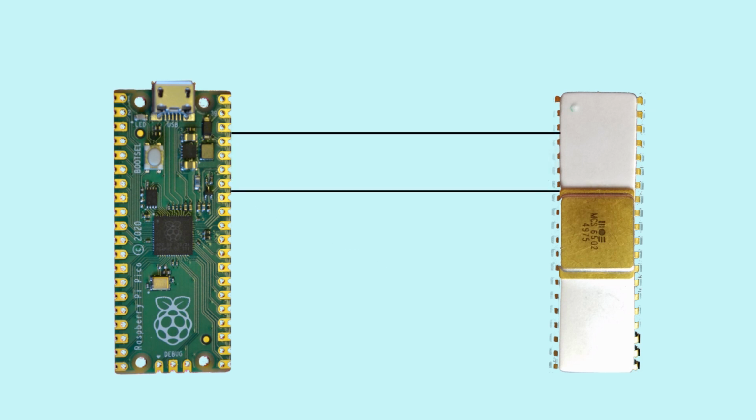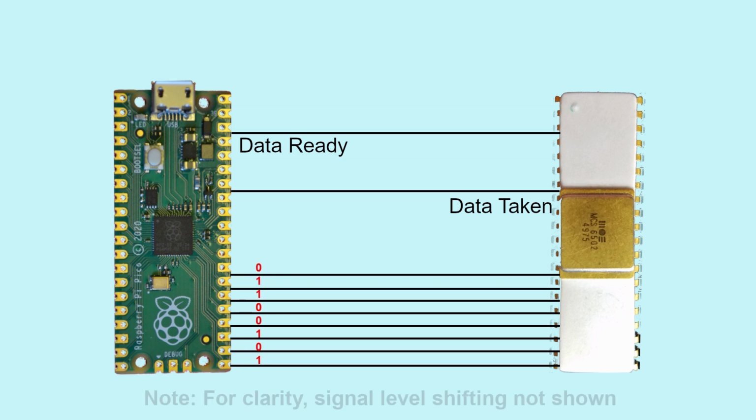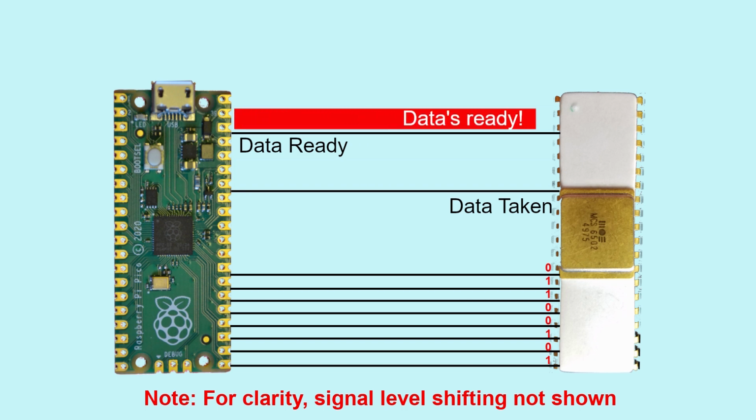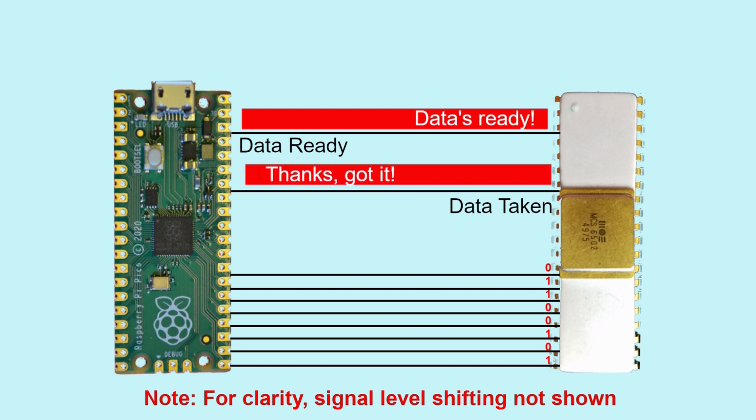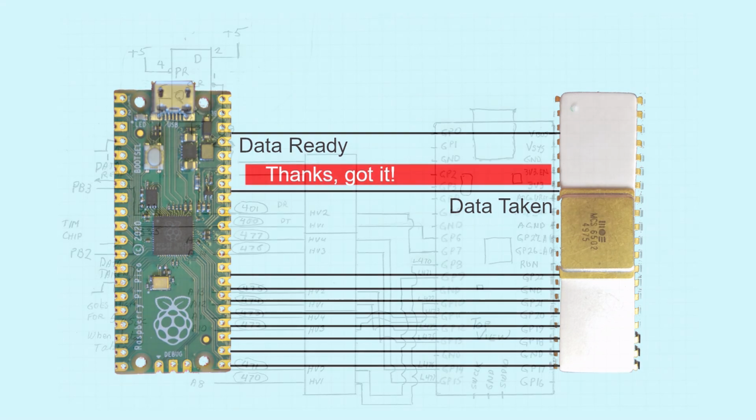In our high-speed paper tape emulation, this was done with the data ready and data taken signals. The device providing the data, in this case the Pico, tells the 6502 that the next byte of data is ready for use by setting the data ready signal high. The 6502 reads the byte from the Pico, and after it has the data, it sets the data taken line high, telling the Pico to send the next byte.